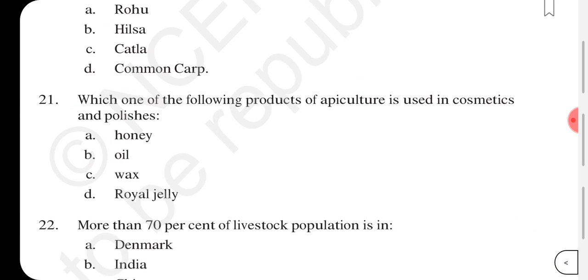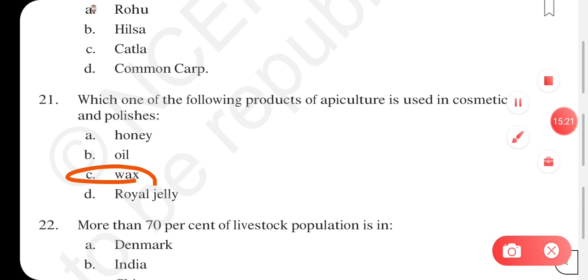Okay, next one, which of the following products of apiculture is used in cosmetic and polishes? Is it honey, oil, wax or royal jelly? So here the correct answer will be wax. Okay, wax is the product of apiculture which is used in cosmetics and also in polishing.